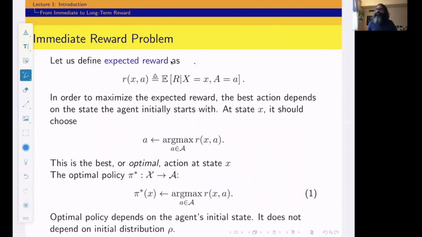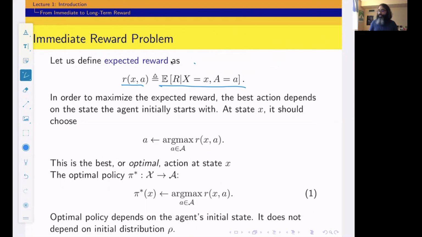Let's define expected reward. I use small letter r of x and a, and this is the expectation of rewards conditioned on state being x and action being a. So essentially I have the reward distribution, and I take its conditional expectation, conditioned on state and action. In order to maximize the expected reward, what is the best action we can do?